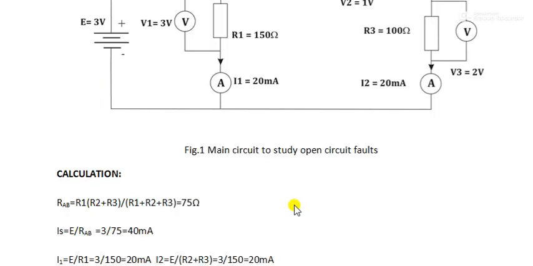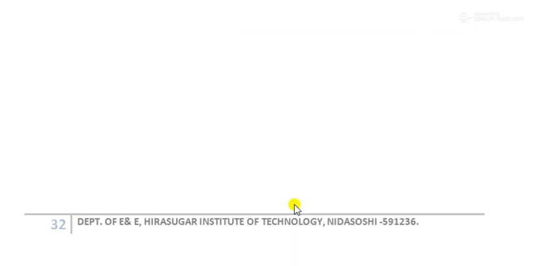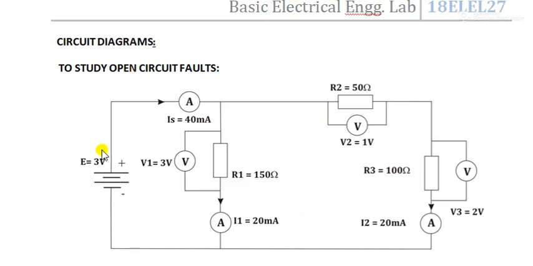Now we go to the circuit diagram of the open circuit. To study the open circuit faults, a normal circuit diagram is designed here. A battery is used along with resistances R1, R2 and R3. R1 is connected across the supply, and R2 and R3 are connected in series, and these two branches are used for the study of the open circuit, right?